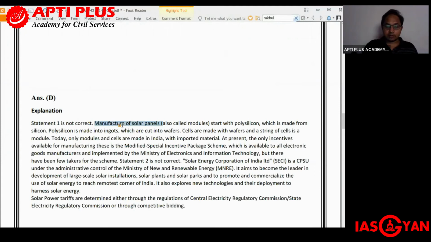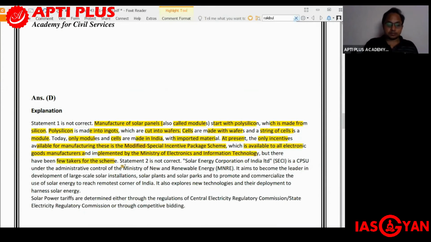The manufacture of solar panels, also called modules, starts with polysilicon, which is made from silicon. Polysilicon is made into ingots, which are then cut into wafers. Cells are made with wafers, and a string of cells is a module. Today, only modules and cells are made in India with imported material. At present, the only incentive available for manufacturing these is the Modified Special Incentive Package Scheme, which is available to all electronic goods manufacturers and implemented by the Ministry of Electronics and Information Technology. But there have been very few takers for this particular scheme.